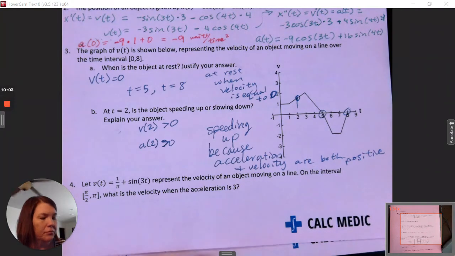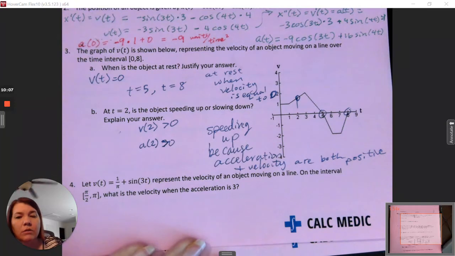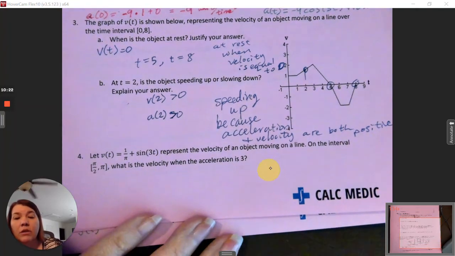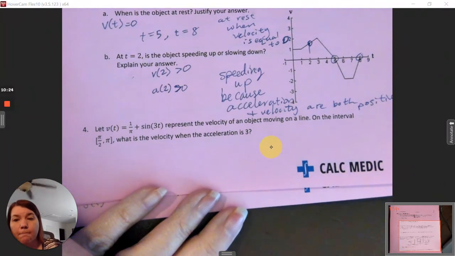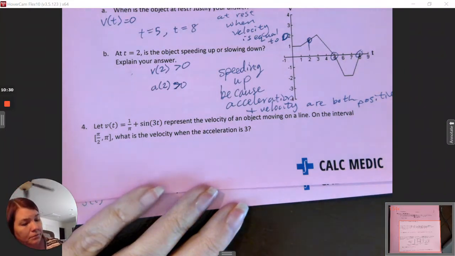That's it. All right. Let v of t equal 1 divided by pi plus sine of 3t, representing the velocity of an object moving along a line. On the interval from pi halves to pi, what is the velocity when the acceleration is 3? Okay. That is a tricky little question. But let's see what we can do with it.